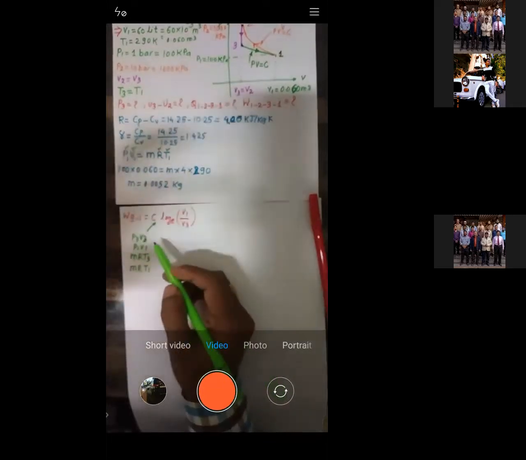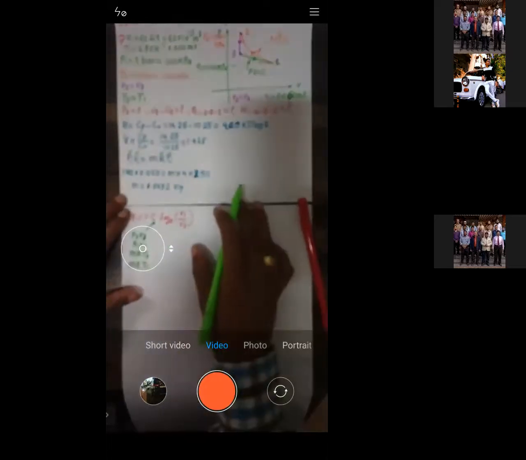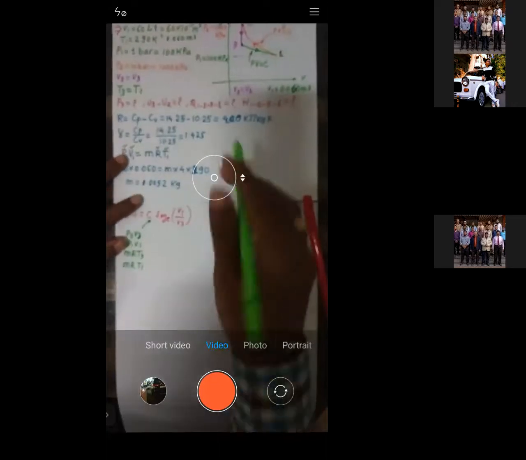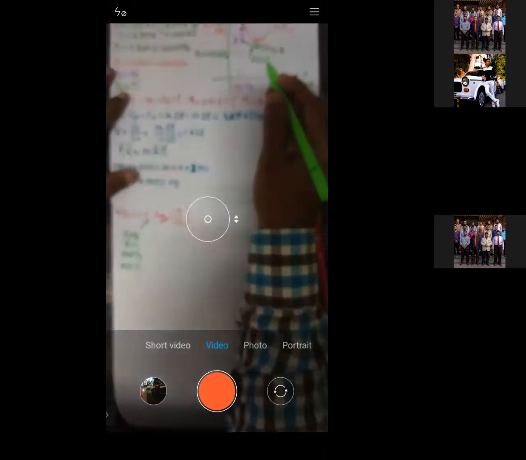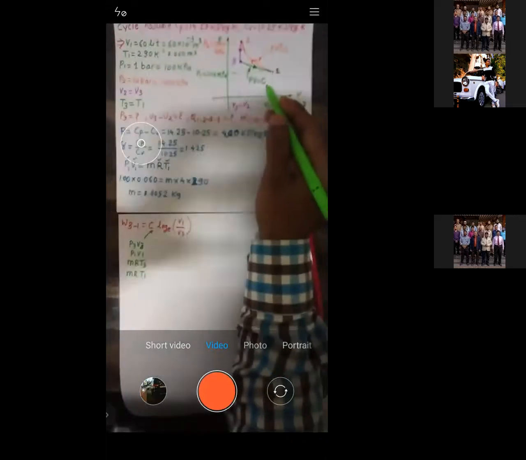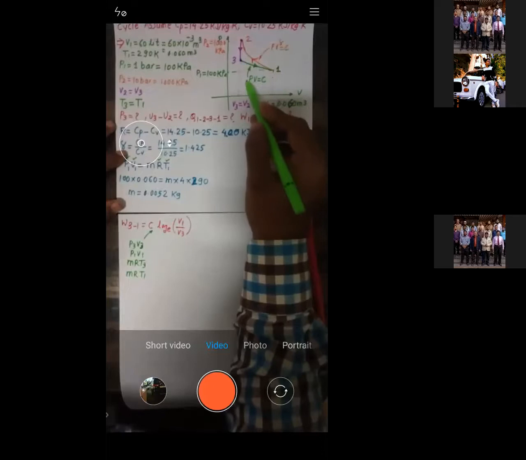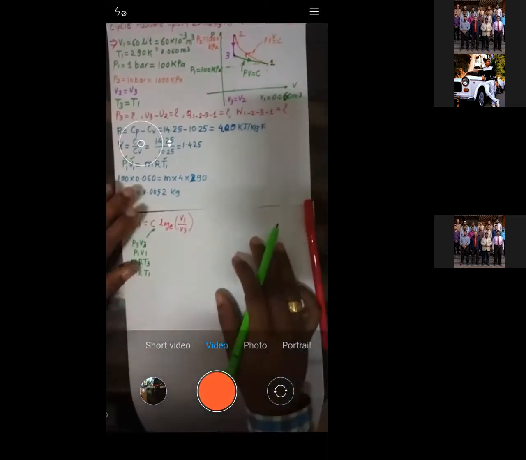Similarly, what is C? This is the value of C. So instead of C, what can we put? Either we put P3 V3 or P1 V1, because the process is 3 to 1. See, P3 V3 is equal to P1 V1. That means the product of pressure and volume is constant, right? So that is the thing which is done.